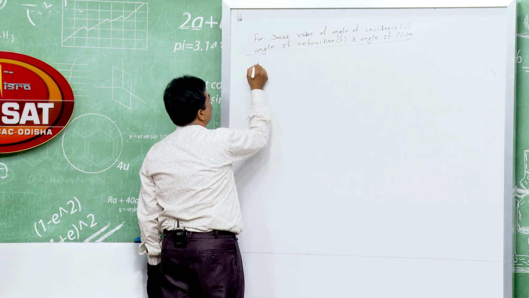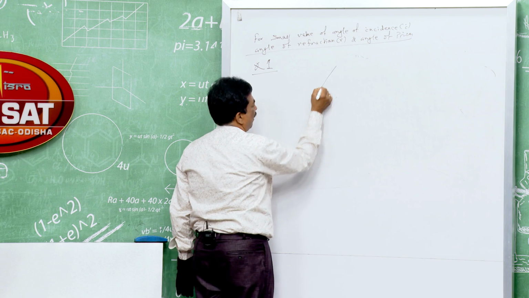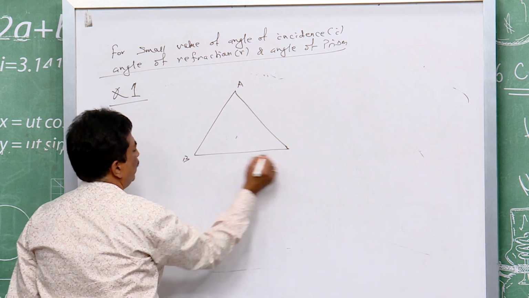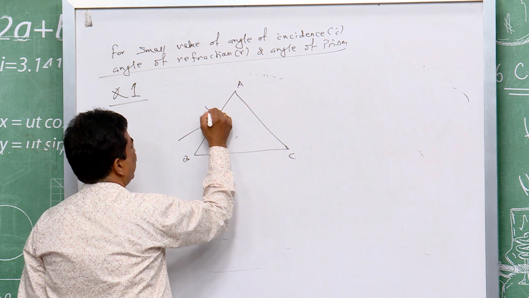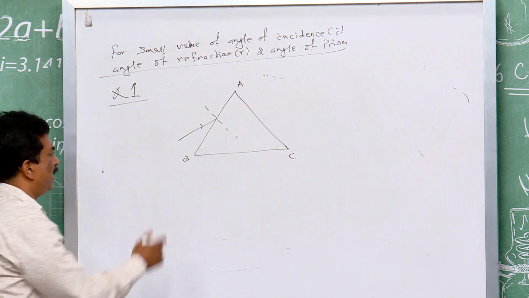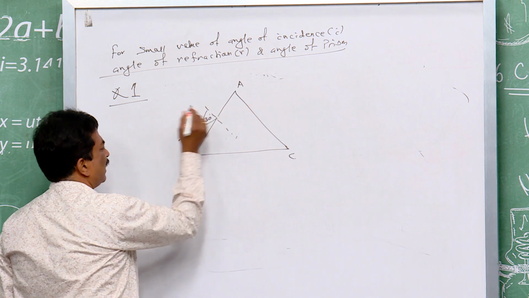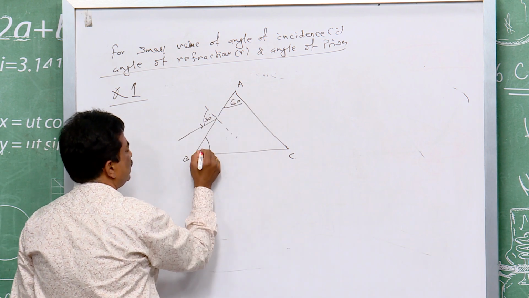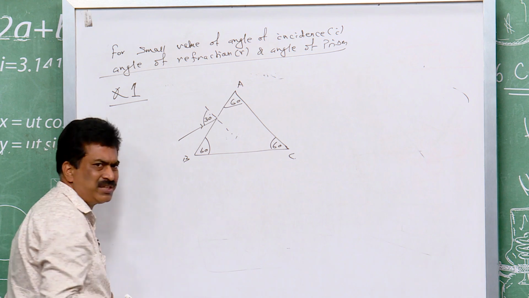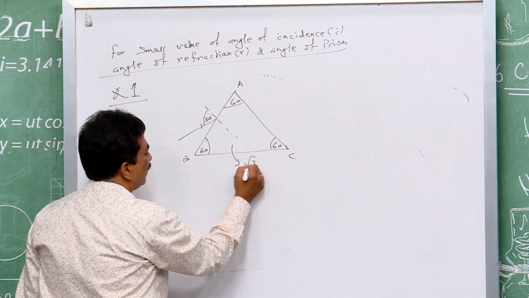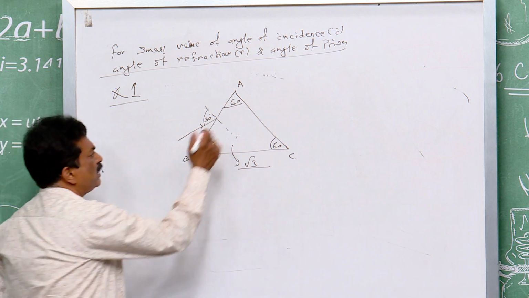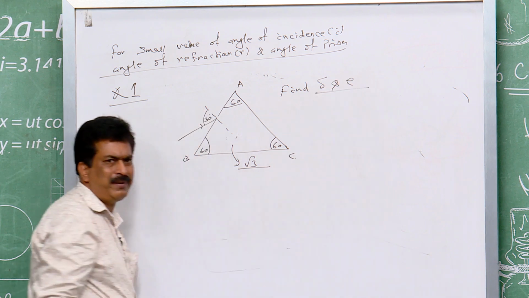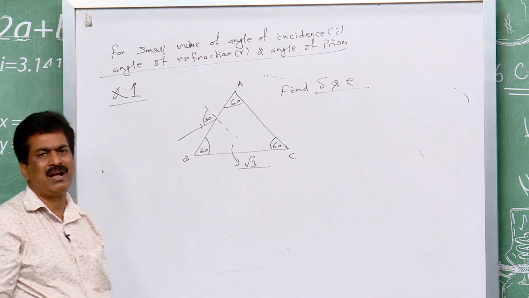Suppose question number 1. This is a prism ABC. Suppose a ray is incident and this is its normal. This angle is given as 30 degrees, say. If this is an equilateral triangle, each angle is 60 degrees. This material has a refractive index of √3. The question is to find delta and e, the angle of deviation and the angle of emergence.